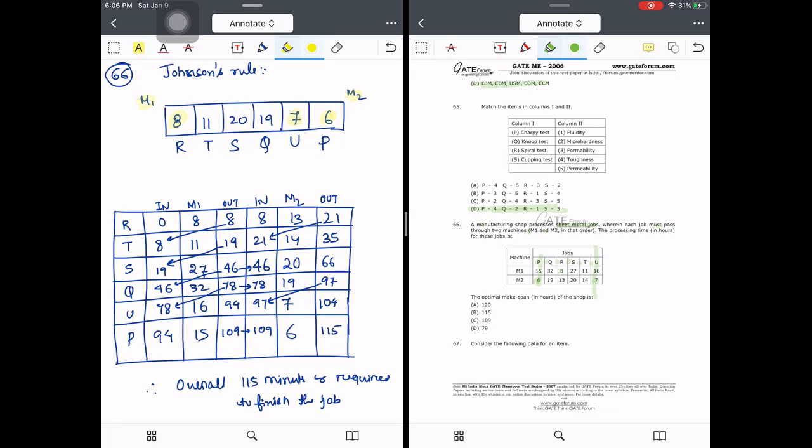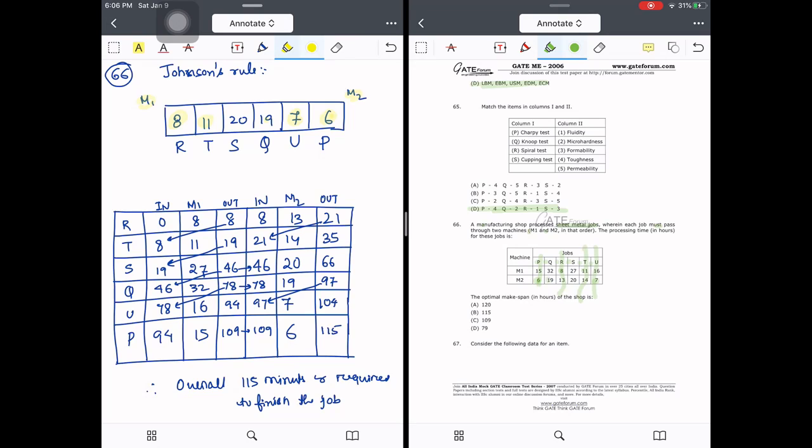Now the next operation is 7 U. Then I will keep 7 again here near M2 side. Then U is finished, the U job is finished. Then 8. I will keep it near M1. Then this operation is finished.